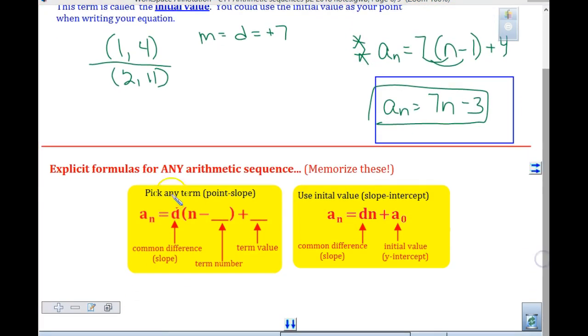So what you're going to notice down here for explicit formula, it says for any arithmetic sequence, memorize these, you can pick point slope form, a_n = common difference times (n minus the term number) plus the term value, or you can go back and find the 0 term as we did here and use that distributive property and get it back to the slope-intercept form. Both forms work.